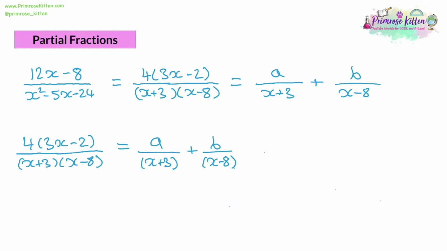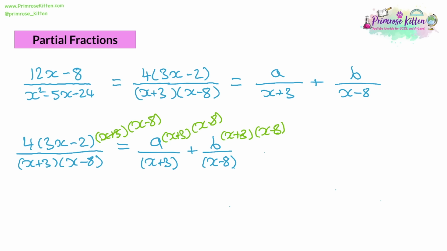So we have x plus 3 as one of the denominators. So we're going to multiply all three terms we have here by x plus 3. Then the other denominator is x minus 8. So we're going to multiply everything by x minus 8 as well. Now you might think, well, what's the point of this? Because we haven't got rid of the denominators. But then we can simplify through.